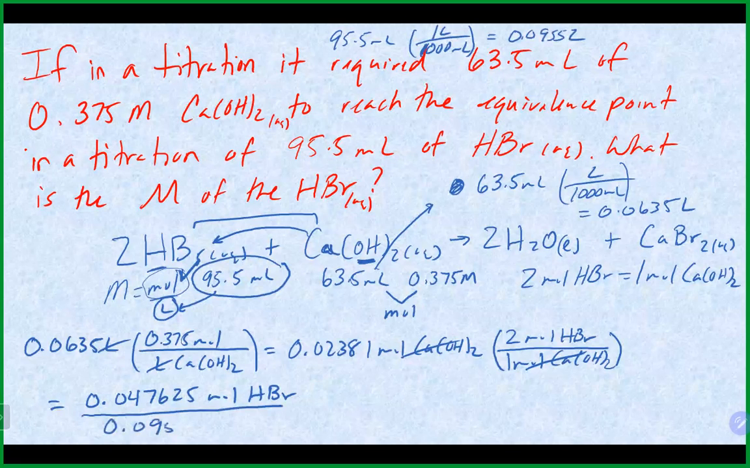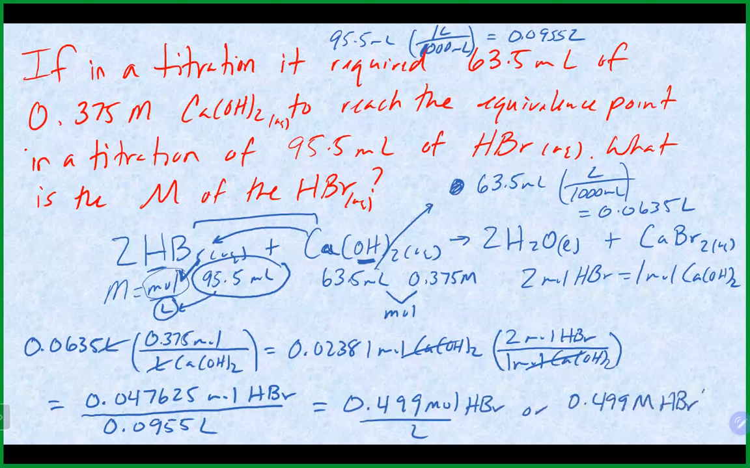So 0.0955 liters. And if we do that there, looks like 0.499. And again, the units here stay, so moles per liter of HBr. Or if you want, you can write 0.499 big M HBr. Any questions on that calculation?